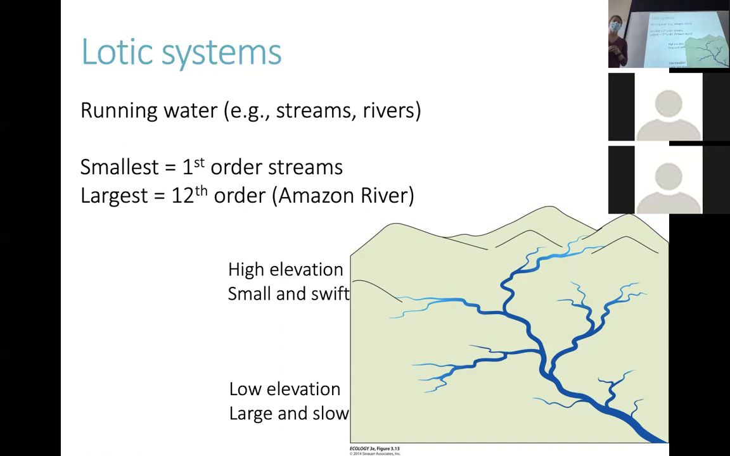So first order streams are like the mountain headwaters. Tiny, fairly fast flowing because they're in those higher elevations. So they're flowing down a mountain.